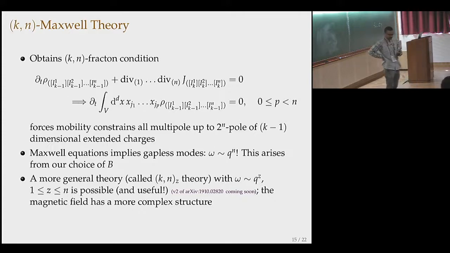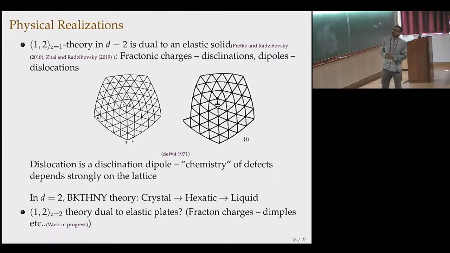Okay. So what are the physical realizations of this? Quite early on in the game, what we call in our language the z equal to 1 theory in d equal to 2 was shown to be dual to an elastic solid. Duality will mean that the charges of this gauge theory, charges, dipoles, etc., will get mapped onto certain topological defects of this elasticity theory.